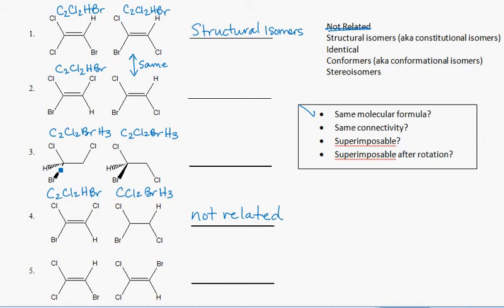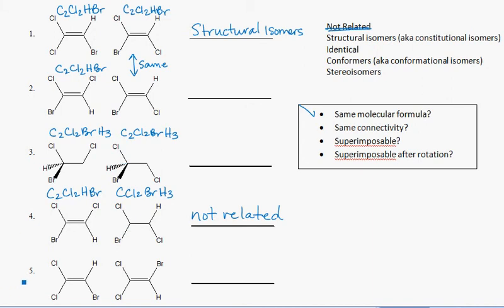If we look at number 3, we have two carbons in the middle. The first carbon has a chlorine, a hydrogen, and a bromine on it. The second carbon has a chlorine and two hydrogens. The second molecule in this pair has the same atoms attached to these two carbons.